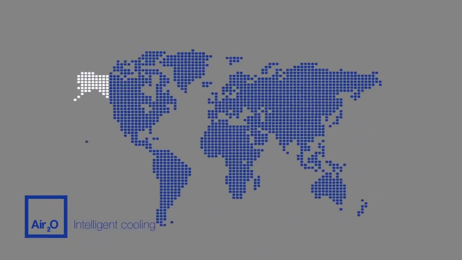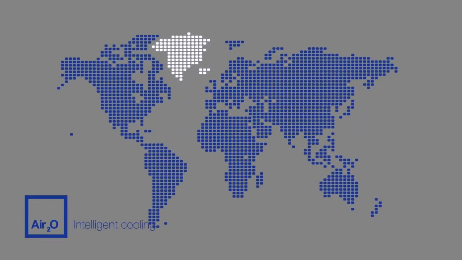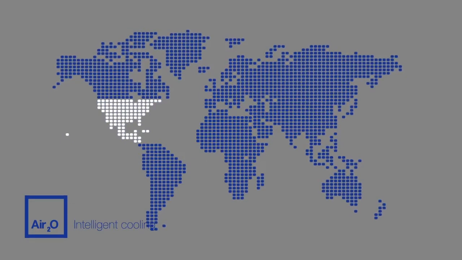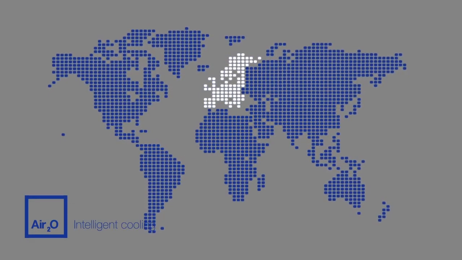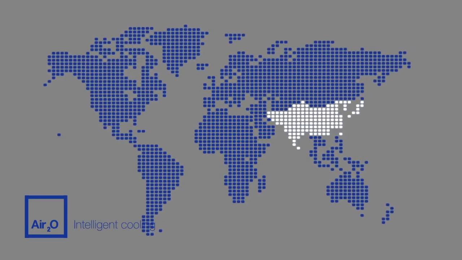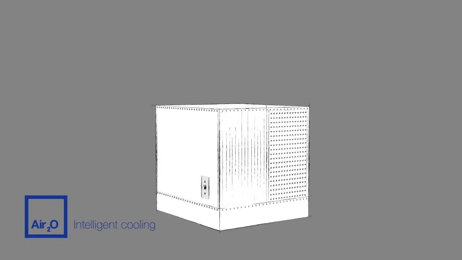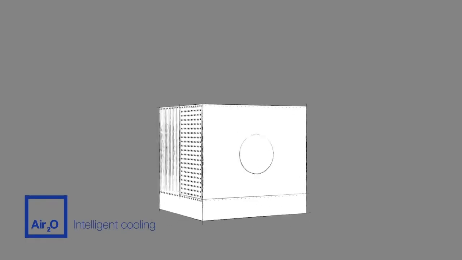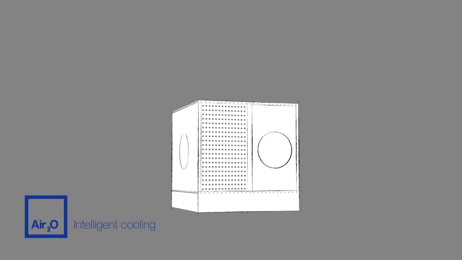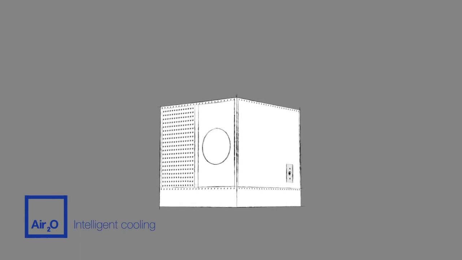Air2O technology is a truly global cooling solution. Despite local differences in the outside temperatures and humidity, Air2O maintains cool and comfortable conditions wherever it is located. This means millions of people around the world can now enjoy the energy-saving benefits and superior indoor air quality that only Air2O cooling can deliver. Air2O. Intelligent cooling.